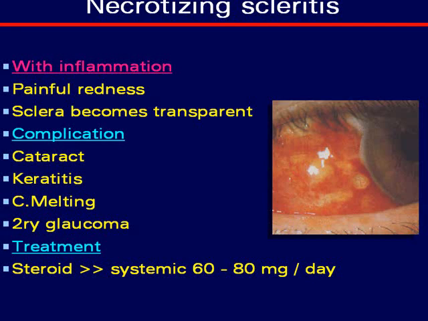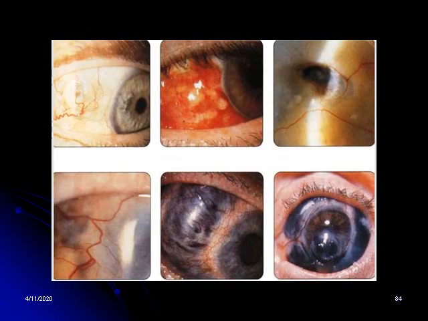This is the picture of severe necrotizing scleritis. You can see severe redness of the sclera with patches of ischemia, white patches due to necrotizing scleritis. Now you can see here in advanced stages of scleritis, there is melting of the sclera and exposure of the ciliary body and the choroid, which is called staphyloma, and this patient is impending for perforation.